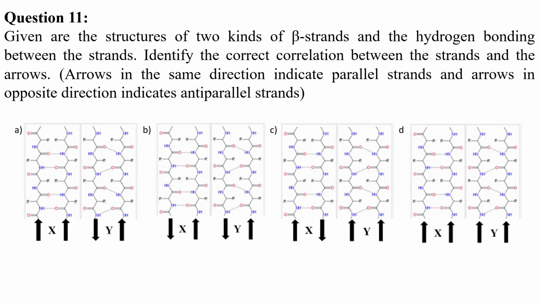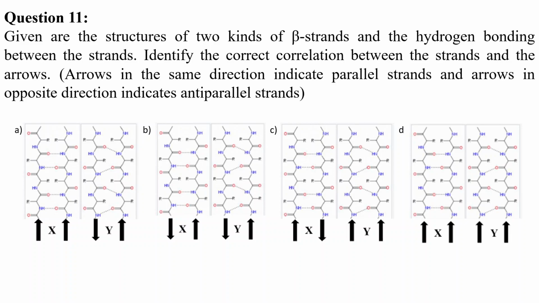Okay. Next question, question number 11. Given are the structures of two kinds of beta strands and the hydrogen bonding between the strands. Identify the correct correlation between the strands and the arrows. Arrows in the same direction indicate parallel strands, and arrows in the opposite direction indicate anti-parallel strands.